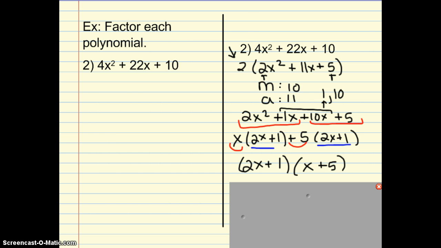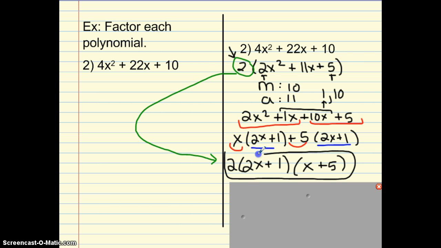And then again, from before, it's very important, since we pulled out this positive 2, we need to bring that down and put that on the outside of our final factored answer here. Now I know this is a bit different from the boxes, and if the boxes work for you, that is totally fine, but I know that I've been kind of having you take a different approach in class. So I will kind of leave that up to you for now.